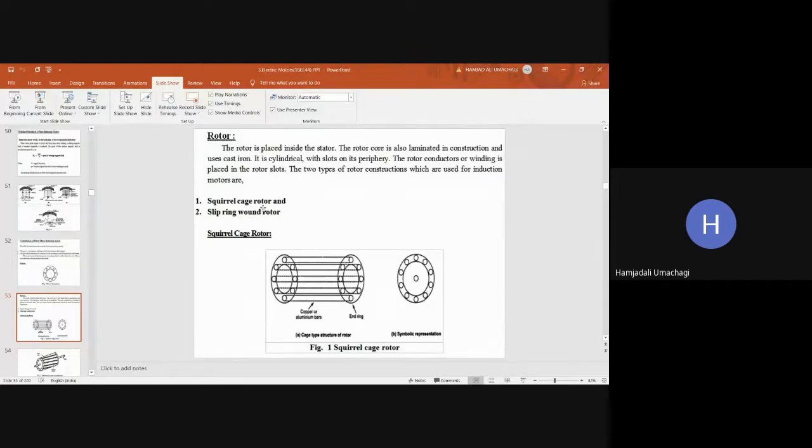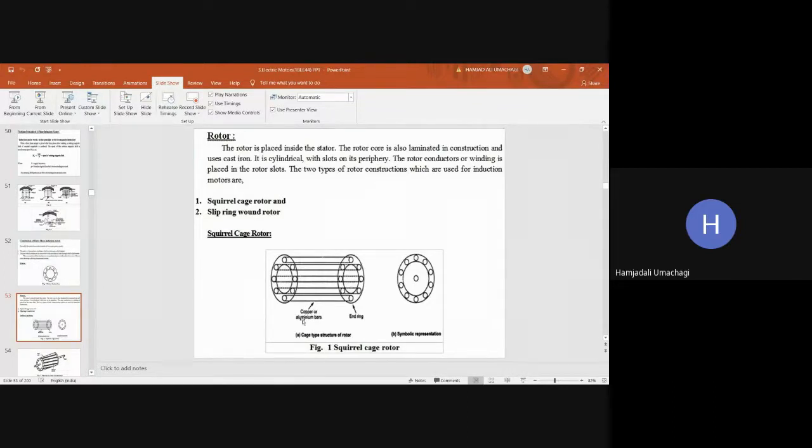One is the squirrel cage rotor, other is the slip ring wound rotor. So here the first one is squirrel cage rotor. This is the circuit for squirrel cage rotor of the induction motor. Okay, and these bars you are seeing are made up of either copper or aluminum.